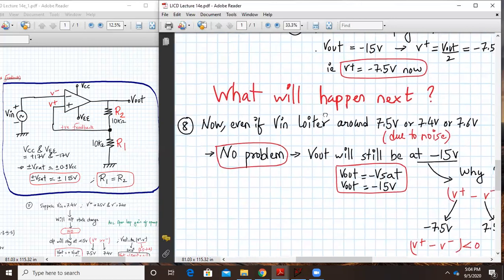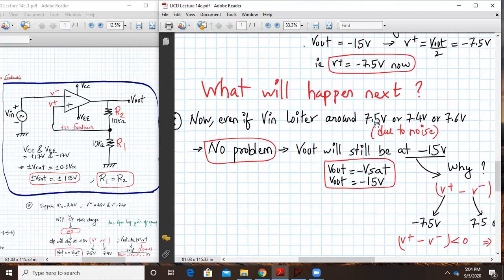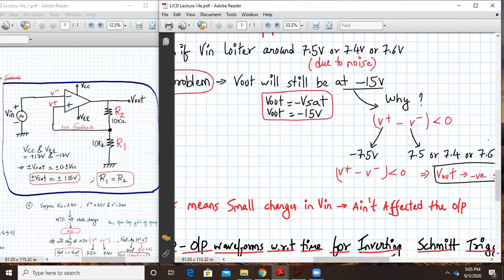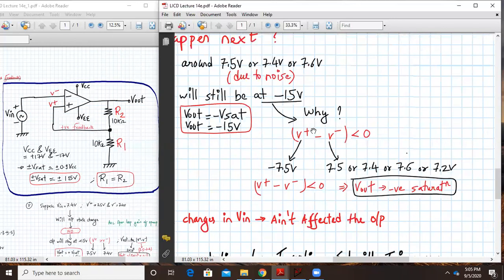Now let's consider that V in loiters around 7.5, from 7.6 it becomes 7.5 or 7.4, or it becomes 7.6 or greater than that due to noise. Will the output change? No, no problem at all. The output will still remain at minus 15. Why? Because for the output to change state, V plus is right now minus 7.5, and V plus minus V minus is less than 0. Even if V minus, that is V in, goes to 7.5, 7.4, 7.7, 7.2, it won't change the state.